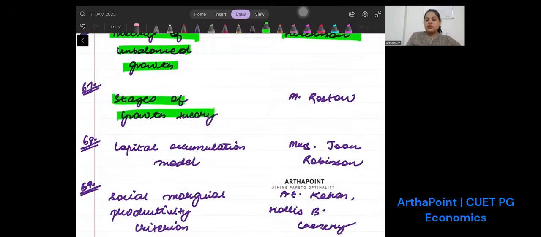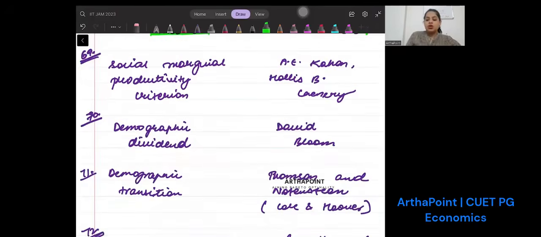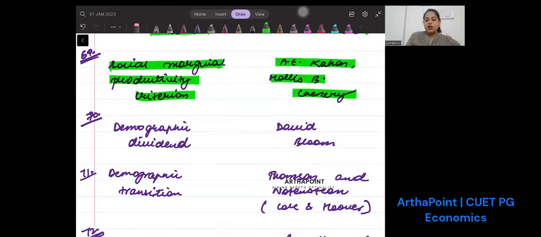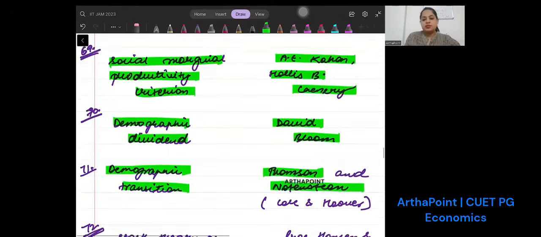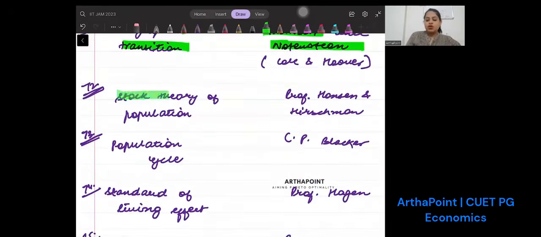Stages of growth theory is under W. Rostow. Capital accumulation model is given by Mrs. Joan Robinson. Social marginal productivity criteria is given by A.E. Kahn and Hollis B. Chenery. Demographic dividend is given by David Bloom. Demographic transition is given by Thompson and Notestein, and later by Coale and Hoover. Stock theory of population is given by Hansen and Hirschman.